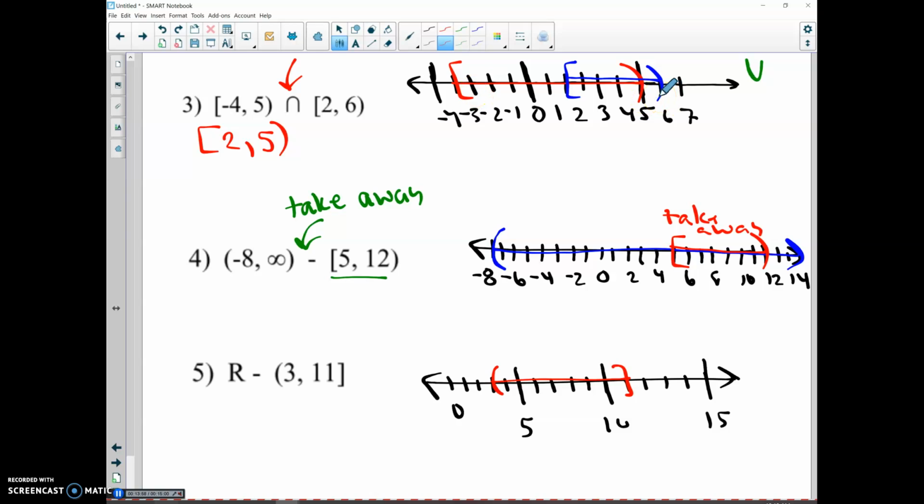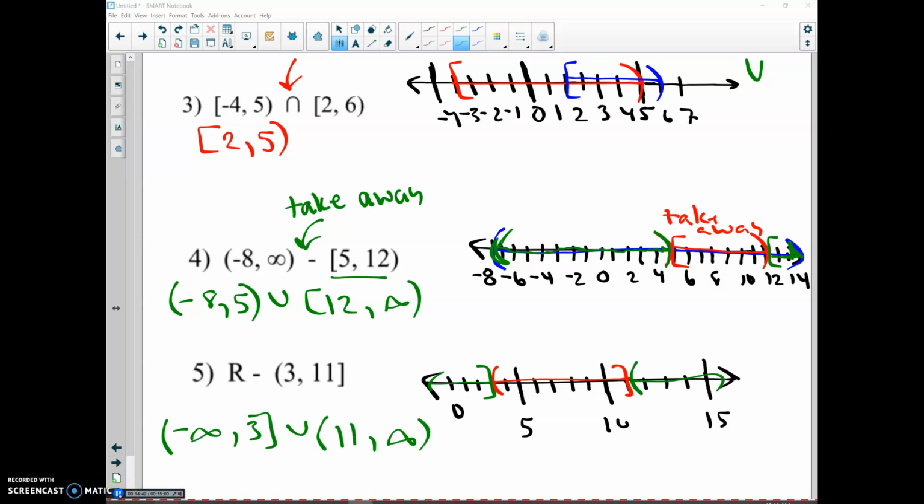Number 4, the blue region is the original, and you are taking away the red. When you do this, you are taking away a bracket, so it's going to be a parenthesis going the opposite way. Here they're not taking away 12, they're taking out all numbers up until 12, so that's going to be a bracket, and you are keeping all of the blue that does not have red. So this is 2 regions. Our final answer would be negative 8, comma 5, parenthesis, union, because it's 2 pieces, starting back up again at 12 to positive infinity.